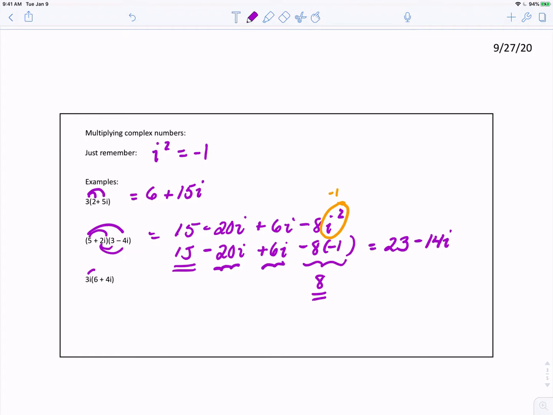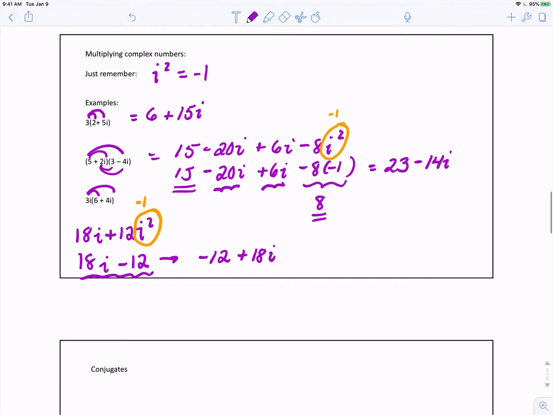Let's do one more. We're going to distribute. First, we'll get 18i plus 12i squared. And again, the only thing we have to remember is whenever we see an i squared term, we're going to replace that with -1. So that gives us 18i. 12 times -1 is minus 12. Usually, when you write a complex number, you write the real part first, followed by the imaginary part. It's not wrong to leave it as 18i minus 12, but traditionally, you'll always see the real part written first and the imaginary part written second.